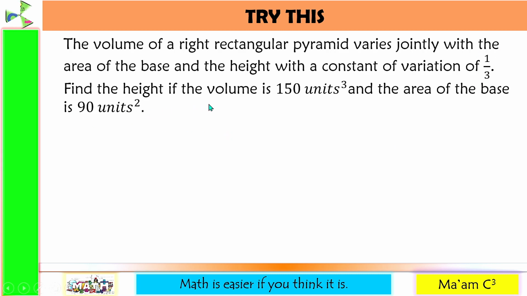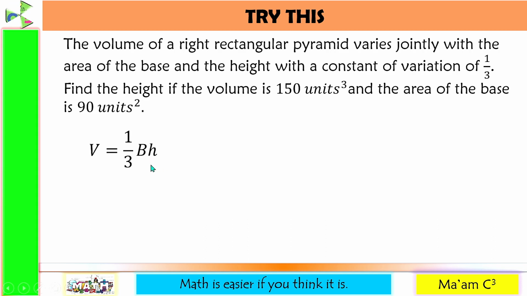Find the height if the volume is 150 cubic units and the area of the base is 90 square units. Let us construct first our variation equation. So volume varies jointly. So V is equal to K, area of the base times the height. So we have V equals 1/3 base times the height.